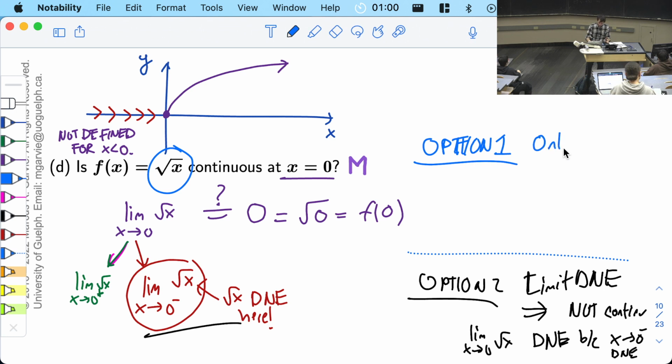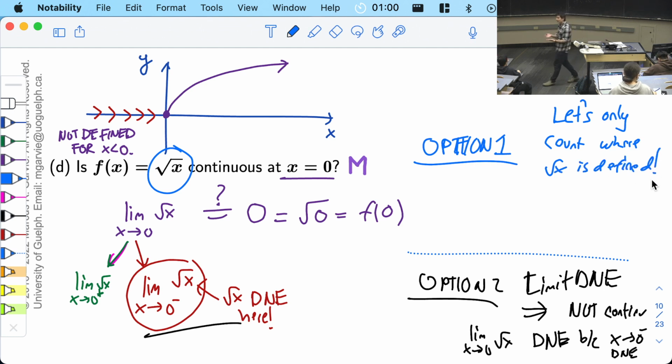So you say, let's only count where square root of x is defined. In other words, because square root of x is not defined for the negative numbers, let's just ignore the negative numbers. And then the answer to the question would be yes, because the limit exists as long as you come in from this side where the thing is fine.